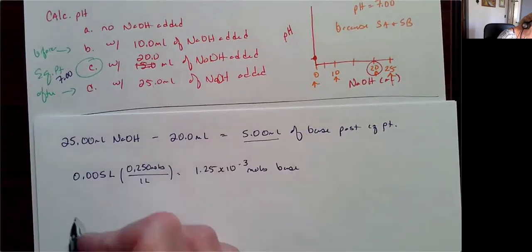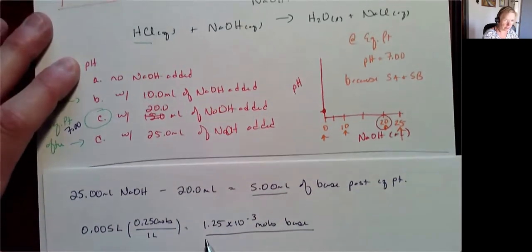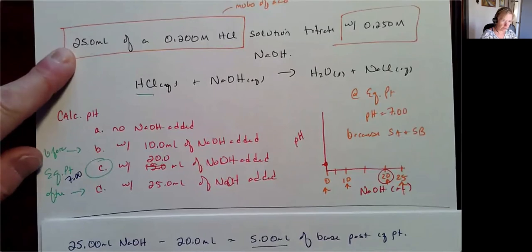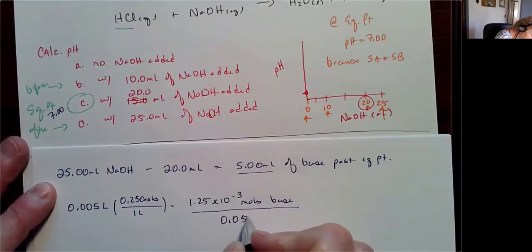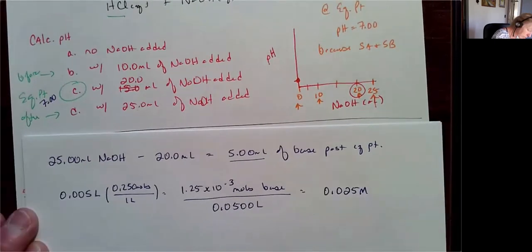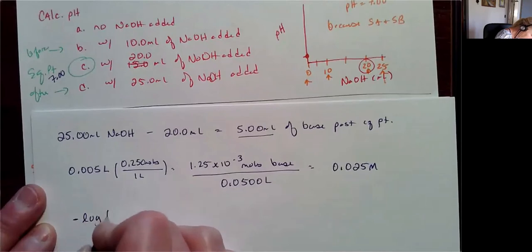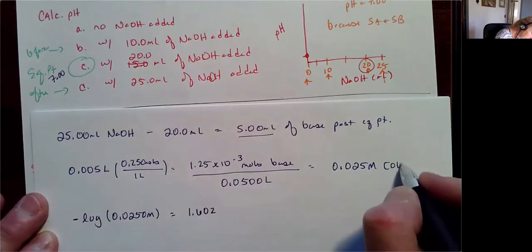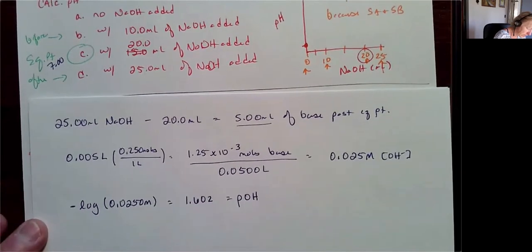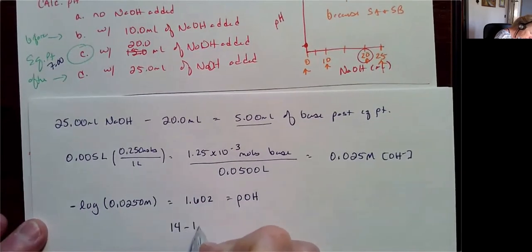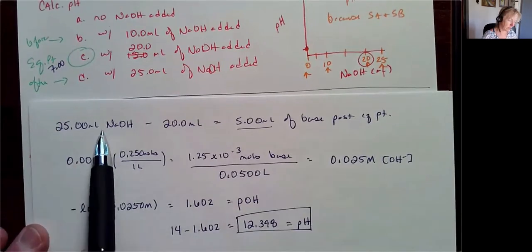Now to find my pH, I need to divide by the total volume. So at this point, I started with 25 mils of HCl, and I've added in 25 mils of base, so my total volume here is going to be 50 milliliters, 0.025 molar. So if I take the negative log of that, because this is hydroxide ion concentration, this is my pOH. It's not my pH. So I'm going to take 14 and subtract this from it. This is my pH at 25 mils of sodium hydroxide added.